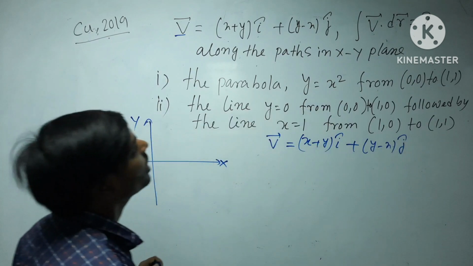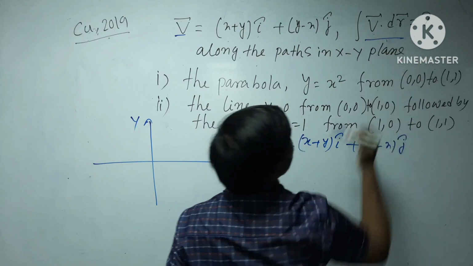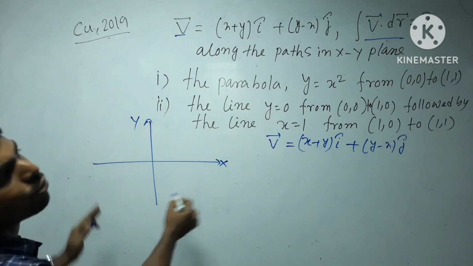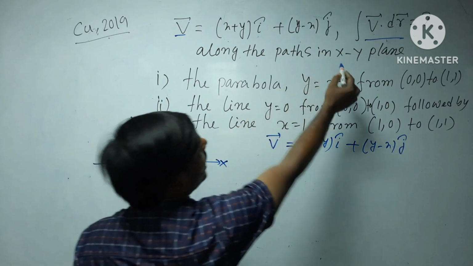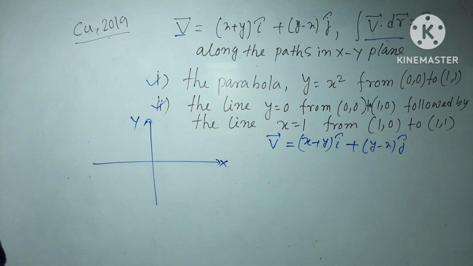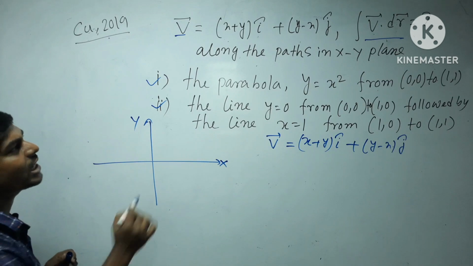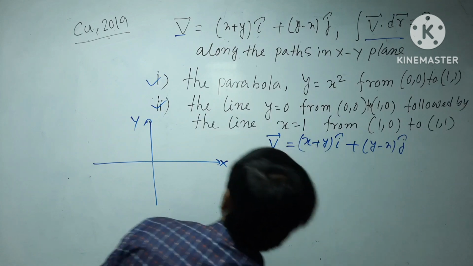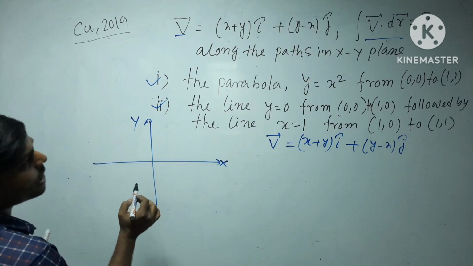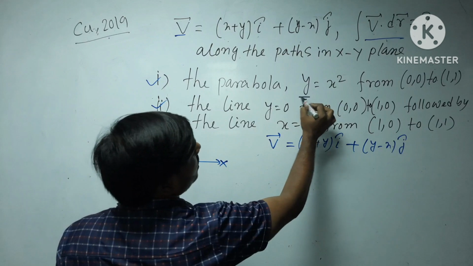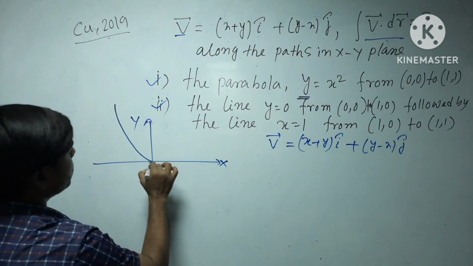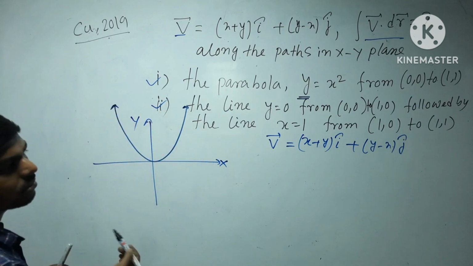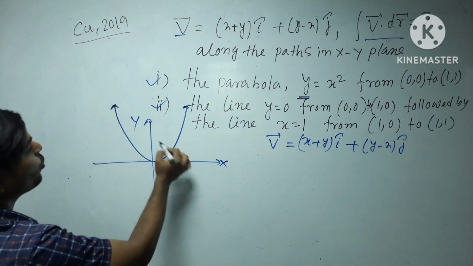This is given. Now we have to integrate this V dot dr. A vector field টাকে integrate করতে হবে in this xy plane, but two different paths are given. দুটো different path এ আমাদেরকে integrate করতে হবে। First, along the parabola y is equal to x square. Along the parabola y is equal to x square কোন দিকে হবে? It will be along this one, right? This is y is equal to x square along this path. So we have to follow this path.